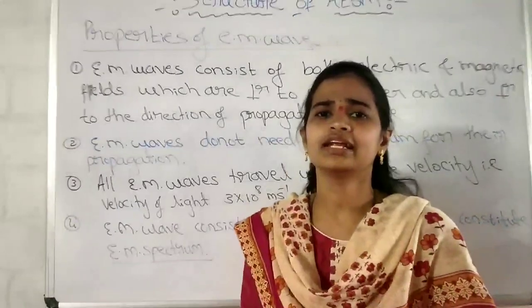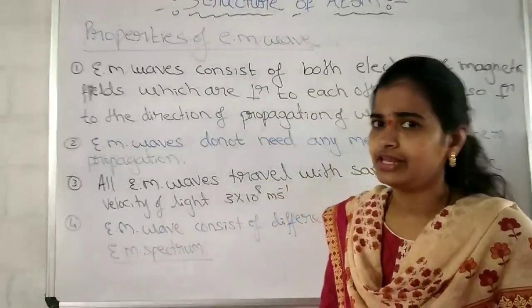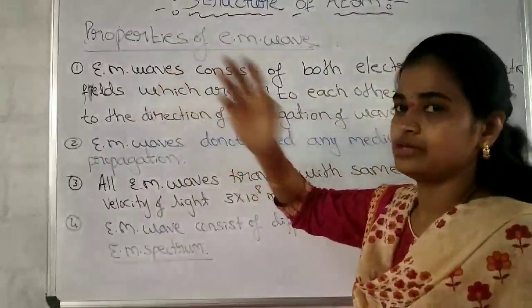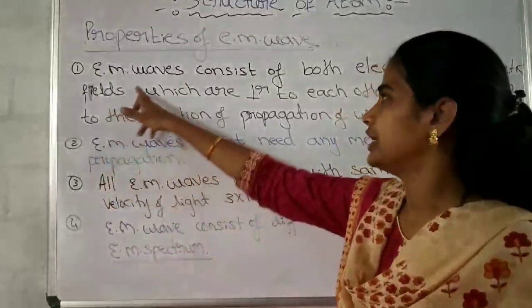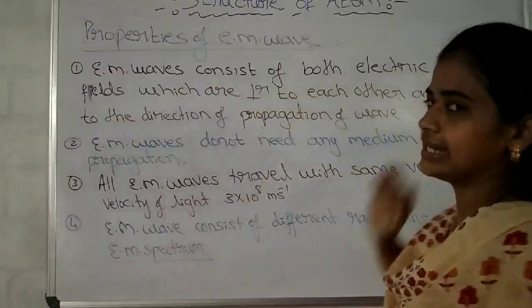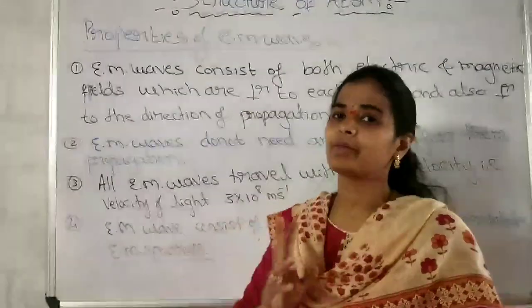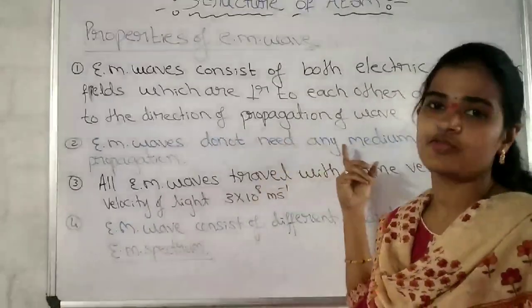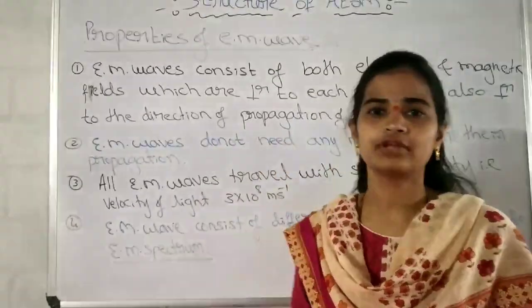Now let us study the properties of electromagnetic radiation. Electromagnetic waves consist of both electric and magnetic fields which are perpendicular to each other and also perpendicular to the direction of propagation of the wave. That is how I have demonstrated.